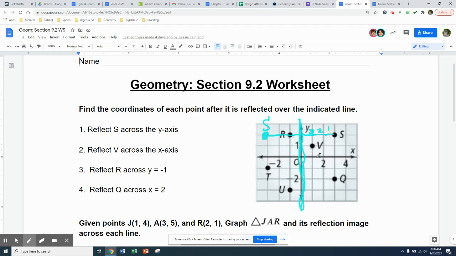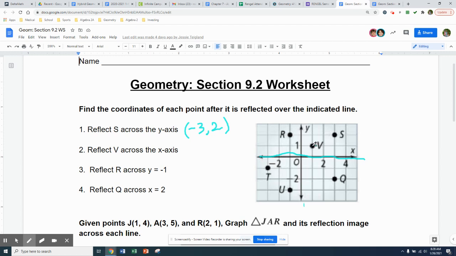Now the other thing, your S starts at 3, 2. And now it's going to be at -3, 2. And you'll notice when you reflect across the y-axis, your x coordinate just changes to its opposite. And then we'll take a look at reflecting across our x-axis. So when we reflect across our x-axis, that would be this line down here.